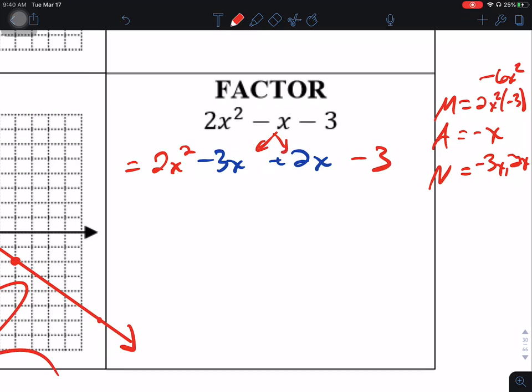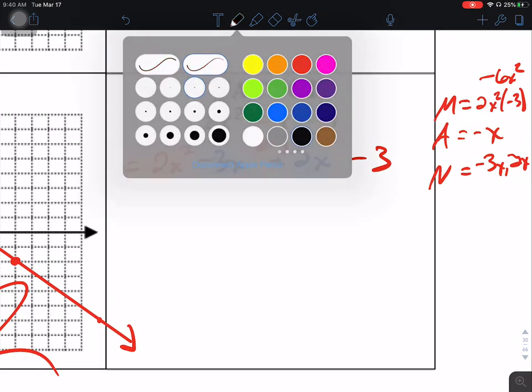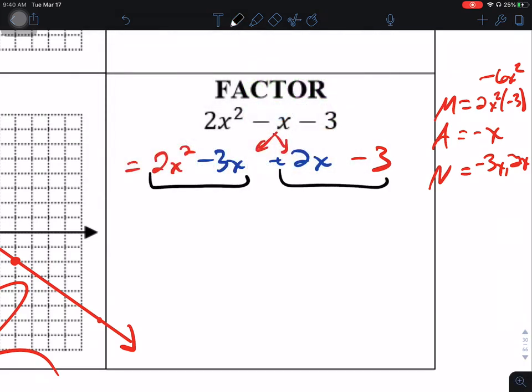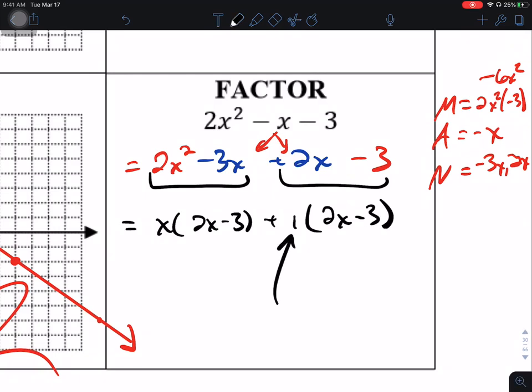So these two middle terms are coming from taking that middle term and splitting it apart. I'm going to group the first two terms together and the last two. GCF of the first group is x, leaving us with 2x minus 3. GCF of the next group is a 1, leaving us with 2x minus 3. Yes, you must factor out this GCF of 1. If you don't, you're not going to end up with two binomials.